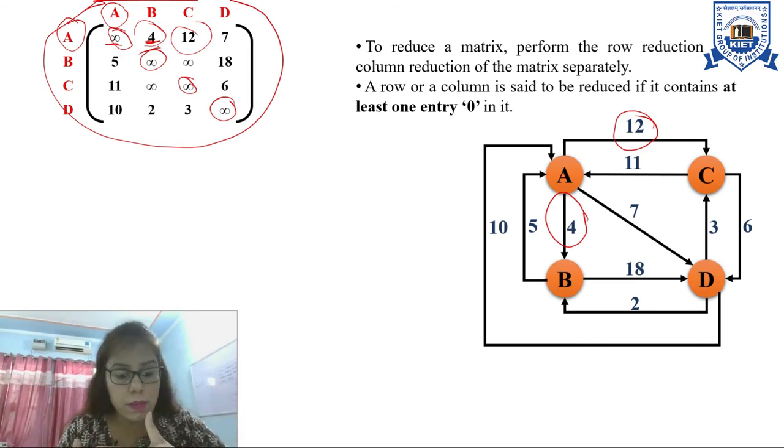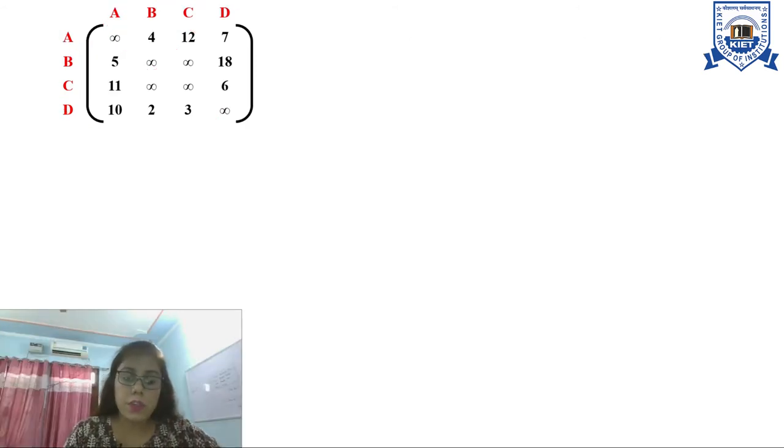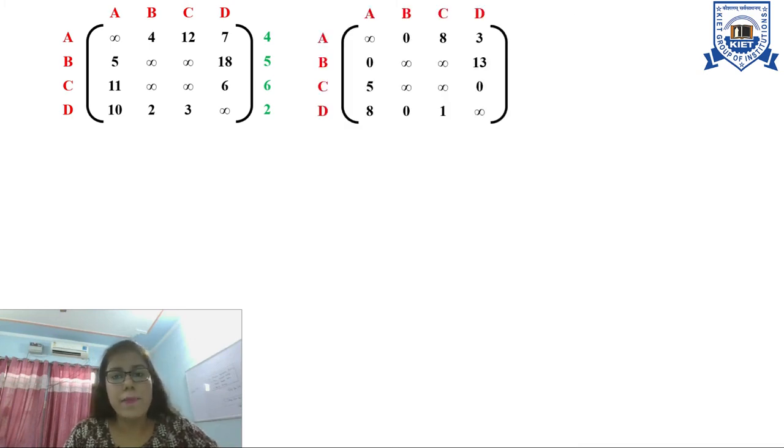Now, how am I going to do this? Let's see. To reduce this matrix, we will first reduce the rows. To reduce the rows, we have to make one entry 0 in each row. So we'll identify the minimum number in each row and then subtract that particular number from each entry of that row. So in the first row we have a minimum of 4, in the next row we have 5, in the next we have 6, and in the last we have 2. So what we are going to do is subtract these numbers from each row. Okay, so 4 from the first row, 5 from the second, 6 from the third row and 2 from the last row. So this will be my resultant matrix now.